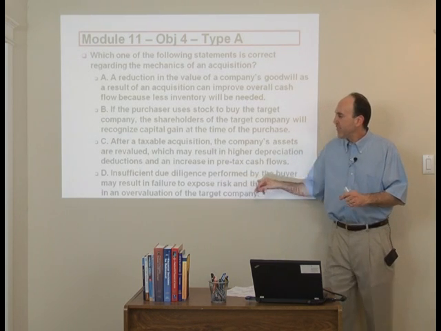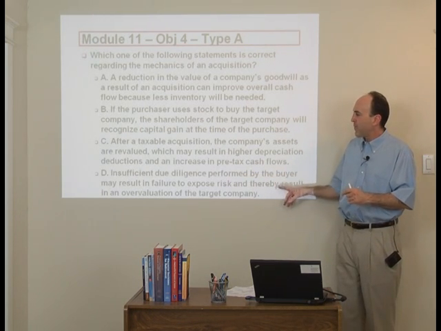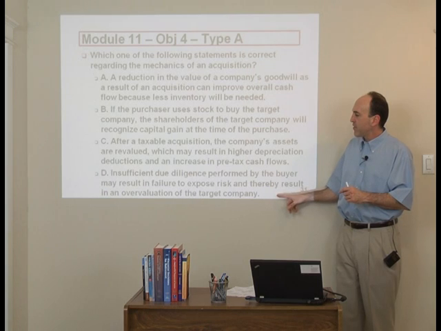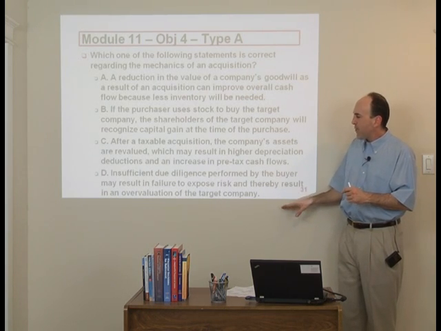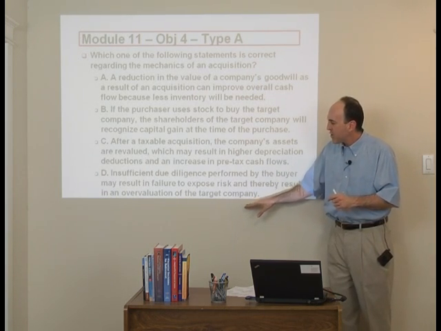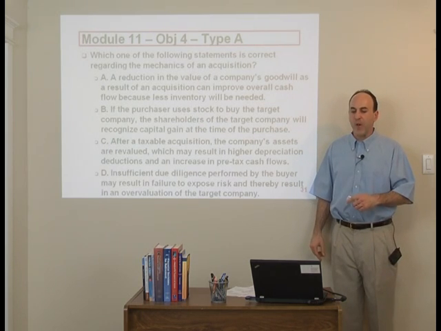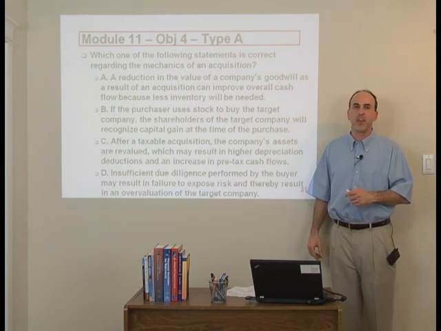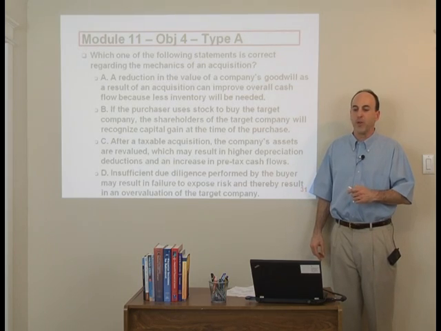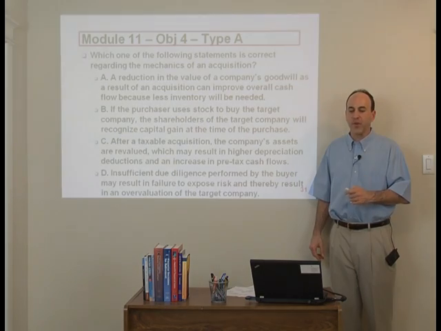What about D? Insufficient due diligence performed by the buyer may result in failure to expose risk and thereby result in an overvaluation of the target company. Well, D is our answer, so D is correct. That was a little tough because a couple of those answers were pretty close to being true. But D is the correct answer.